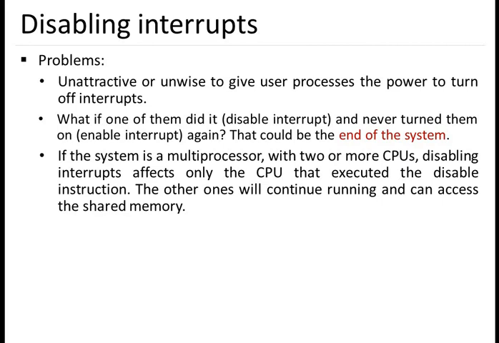If the system is a multiprocessor with 2 or more CPUs, disabling interrupt affects only the CPU that executes the disable instruction. The other ones will continue running and can access the shared memory. Okay, so it is a solution, but it is unattractive. Okay, so there are other solutions.